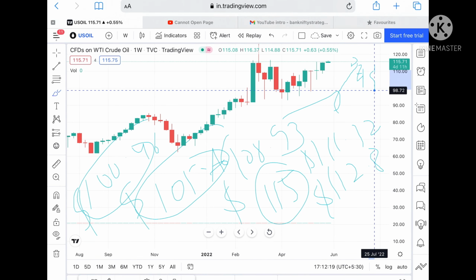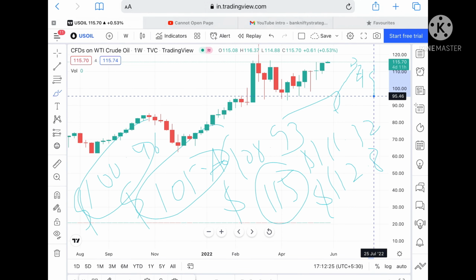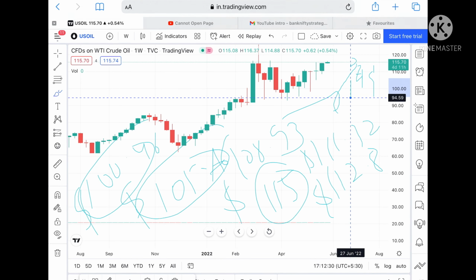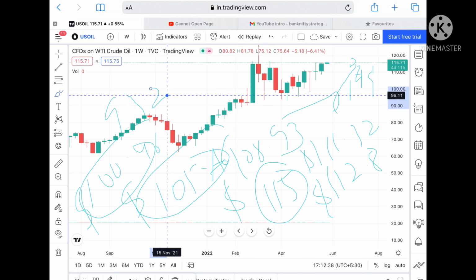We can see it can go further down towards a level of 97.64, and from there further down towards a level of 95.68. Suppose the price doesn't sustain this particular level also, it can move further down towards a level of 94.16, and from there it can touch a level of 93.29.